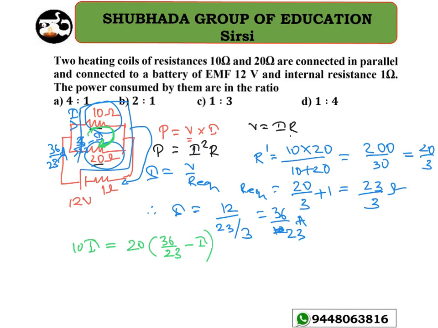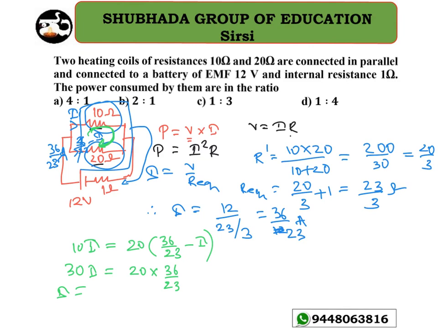Okay, so if you solve this equation, 30 I must be equal to 20 into 36 divided by 23. Or else I can say I is equal to, finally you will get I is equal to, how much are you getting here? Please try to get the value of the current I.